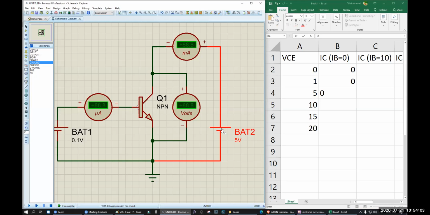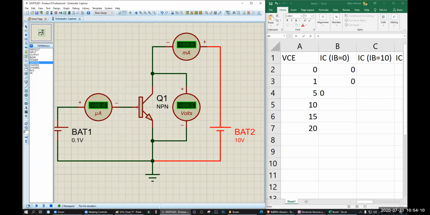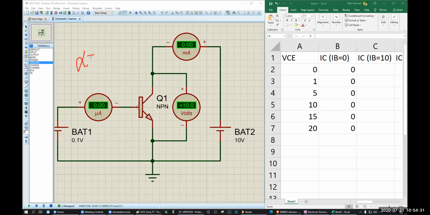Again, I'm going to change this to 10. Here you can see it is still 10 volt, but no currents. For 15, you will have the same thing. No currents. Why? Because remember the beta was IC divided by IB. From here, can we write a formula like this? IC is equal to beta IB. Obviously, you can write a formula.